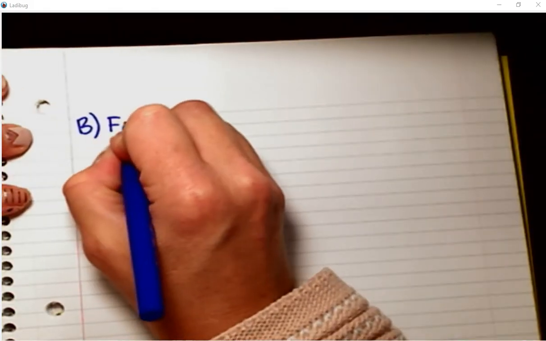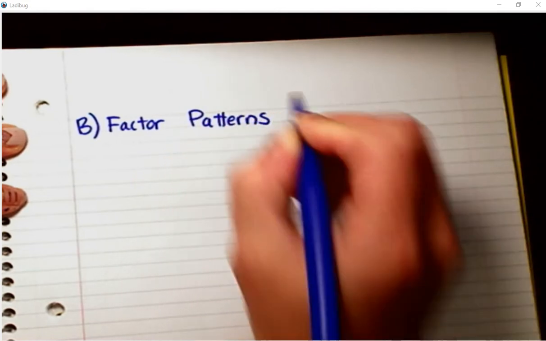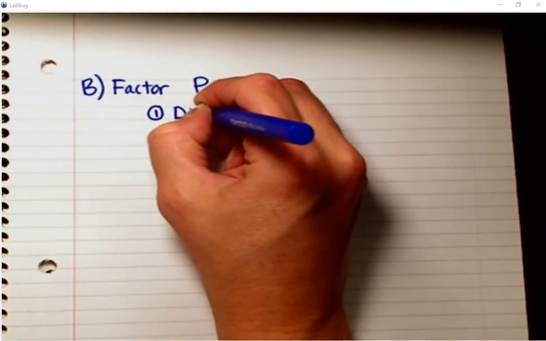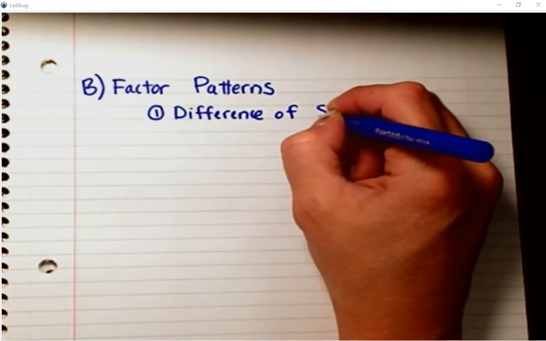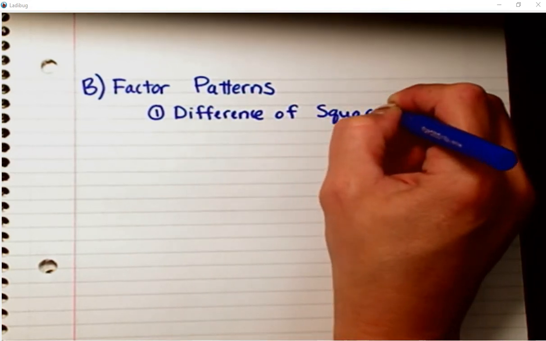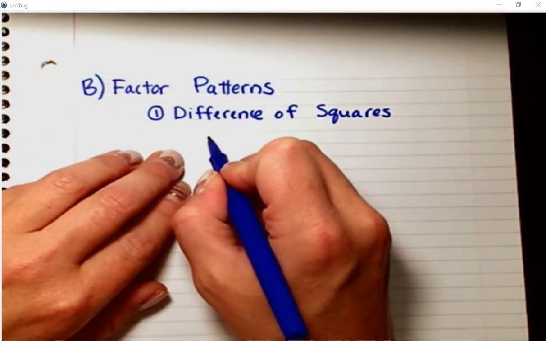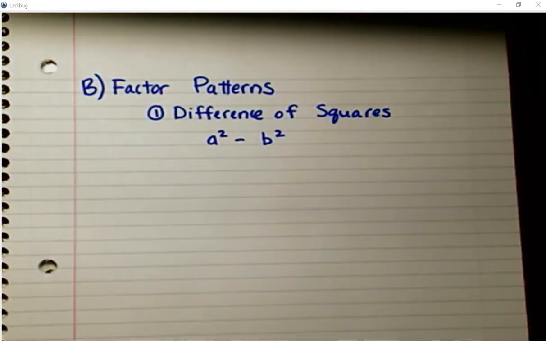Right, that was basically A, so we'll go B, patterns, factoring, factor patterns. All right, we have one pattern that we're going to look at here. It's called difference of squares. Okay, so I'm going to start by writing down 2 perfect squares that are subtracted.